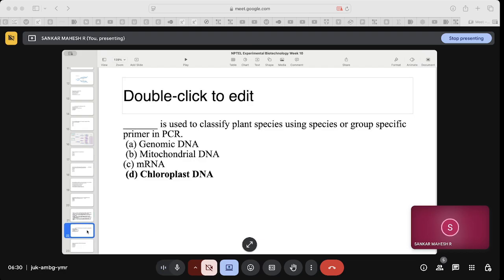The next question is: dash is used to classify plant species using species or group specific primer in PCR. Option A genomic DNA, option B mitochondrial DNA, option C mRNA, option D chloroplast DNA. Now, before we go on to the right answer for this, if you are aware of the wrong answers, you can tell me or justify why a particular option is incorrect. Based on that, we'll decide why a particular option could be correct here.